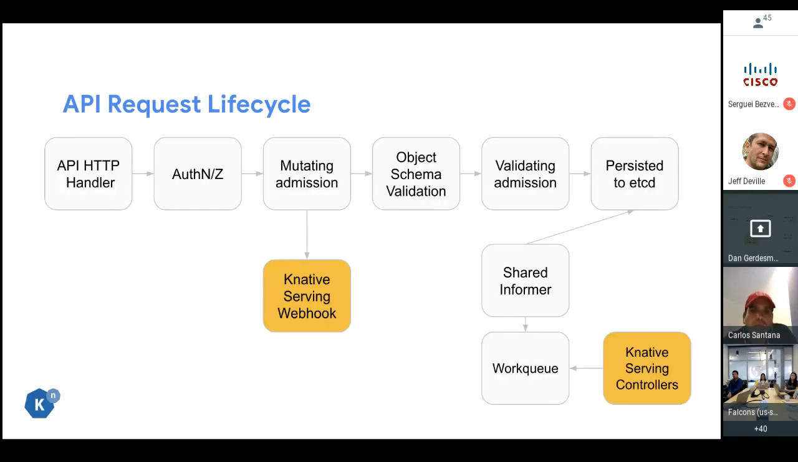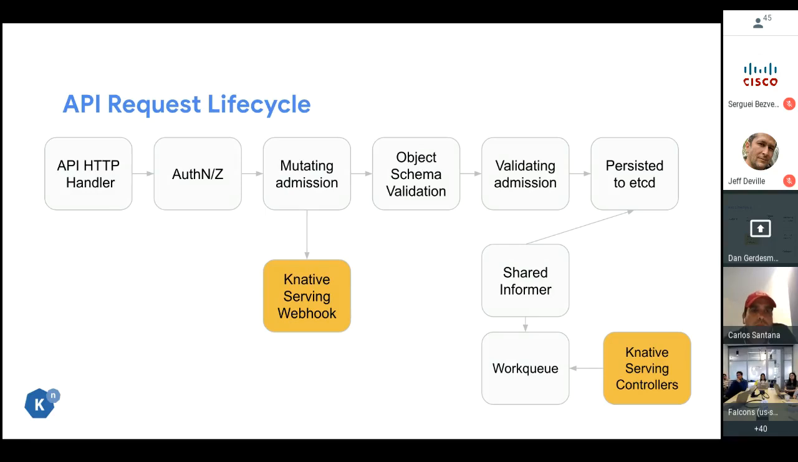So taking a look at the API request path, again, the boxes for the webhook and the controllers are colored yellow here. The remaining gray boxes are things that are already provided by Kubernetes today. So when you're talking to Knative serving, you're talking through the Kubernetes API server. So your request comes in to the Kubernetes API server, gets hit by the handler, does the authentication authorization to your service account that you have in your cluster, and then it gets passed. Kubernetes passes this off to the webhook that we have registered, which is a mutating webhook. So this allows us to set defaults and do validation.